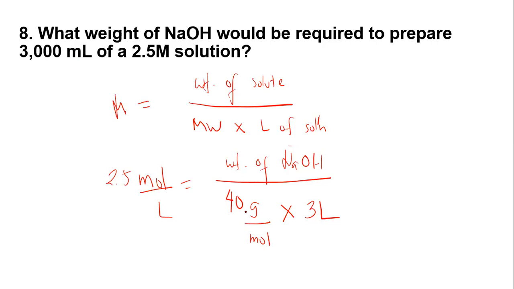So you cancel the units. So makancel itong mole. Then makancel din itong liters. And then what you're going to do now is, of course, to solve. Okay? So you're going to multiply 3, 40, and 2.5. So what is the product of this one? 3 times 40 times 2.5.